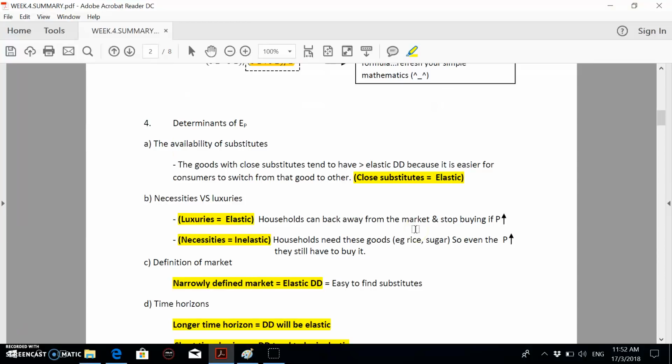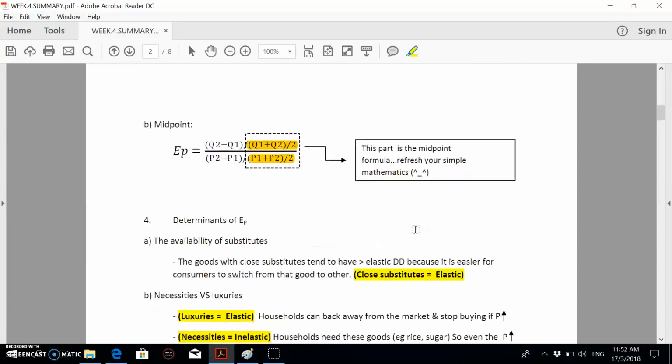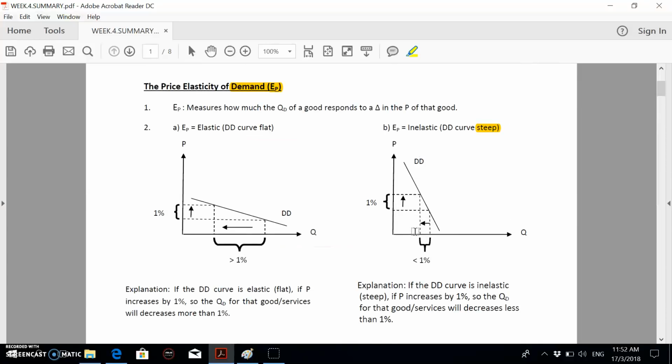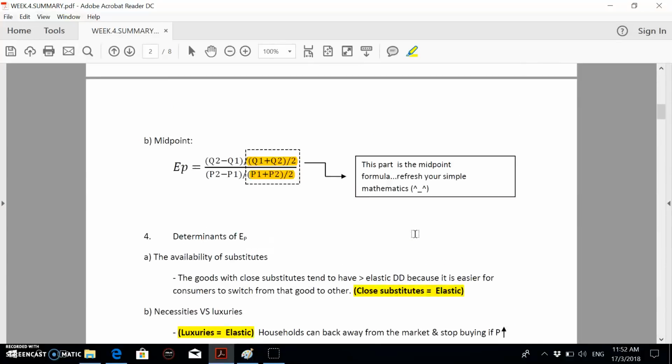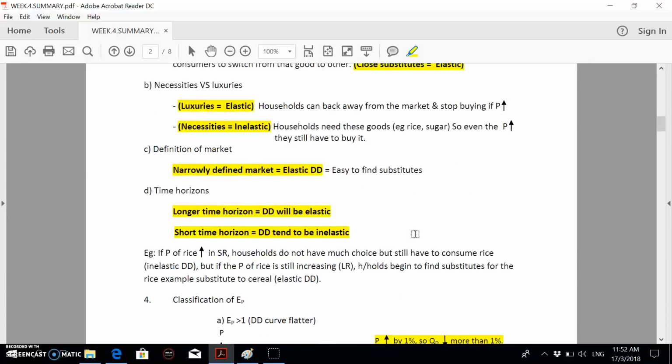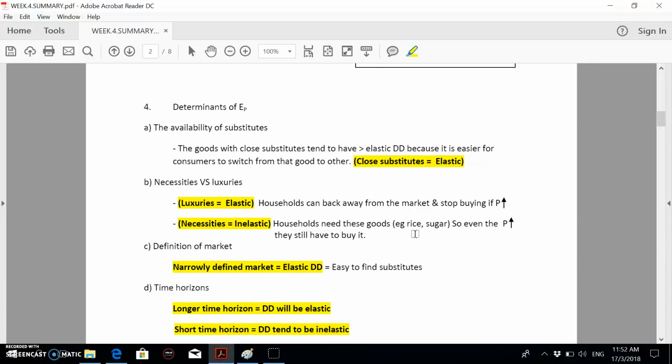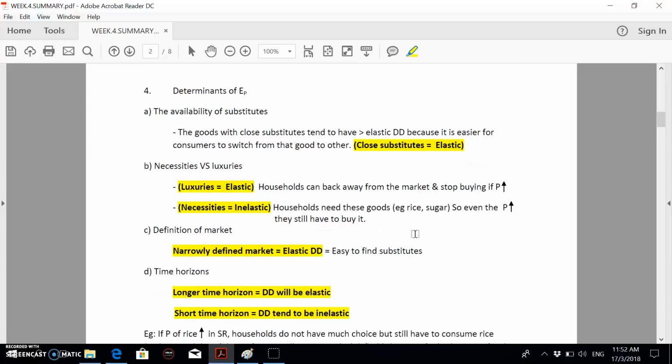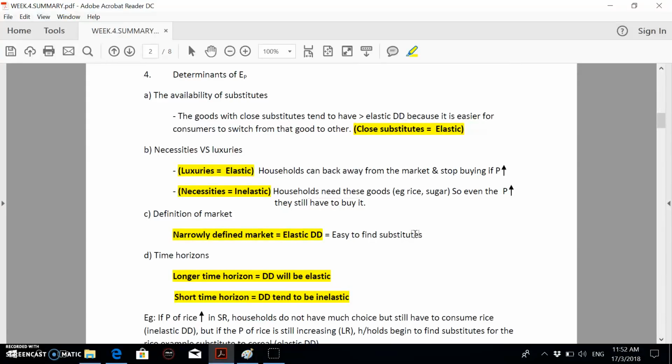Alright. So what are the determinants of price elasticity of demand? We have a few factors that can determine its elasticity. I know that your textbook is slightly different, but actually they're talking about the same thing. So the first one is the availability of substitutes.